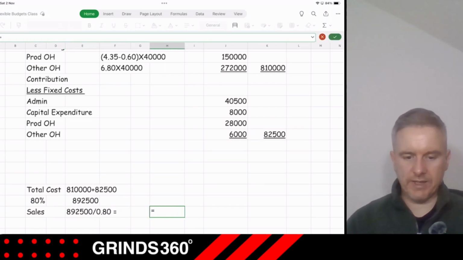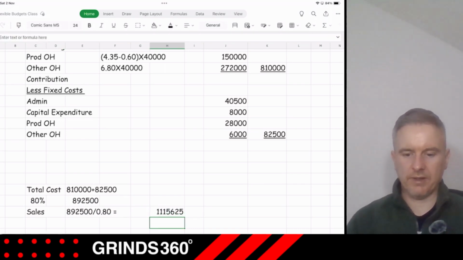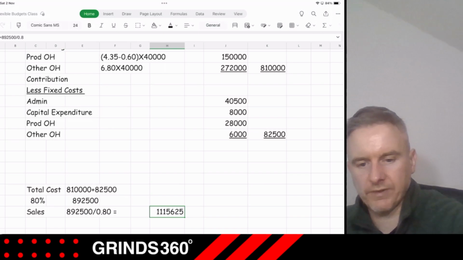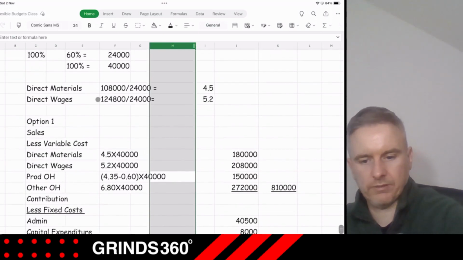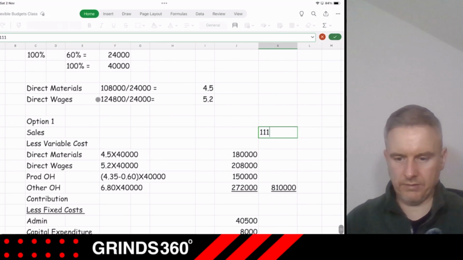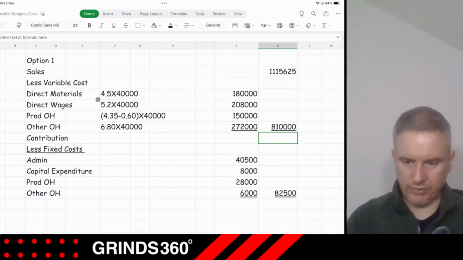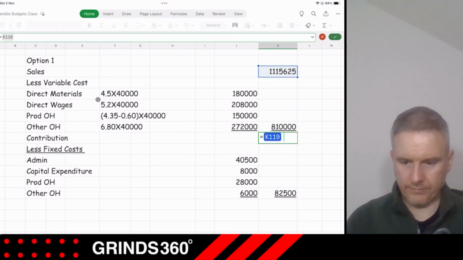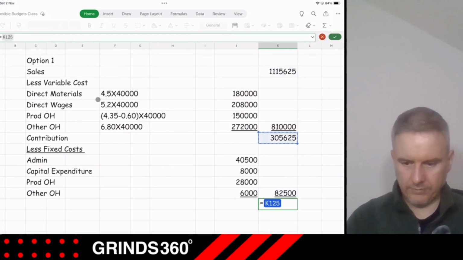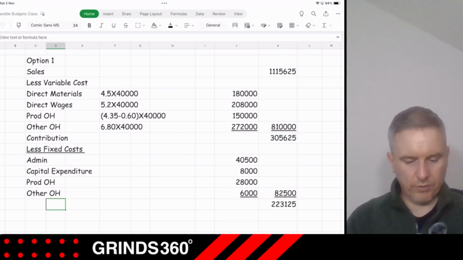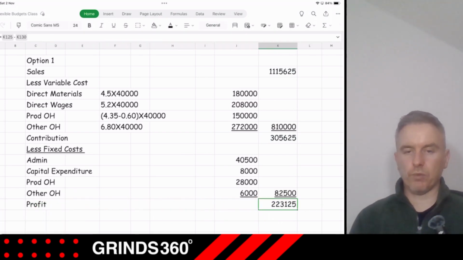And you see, we need to have that sales figure in order to get our full contribution figure. So 1,115,625. And then we can come along and show what the contribution is. So by doing that, we're coming in with a profit there of 223,125.